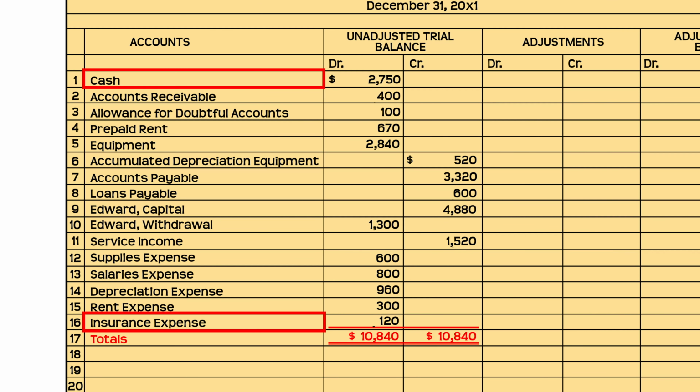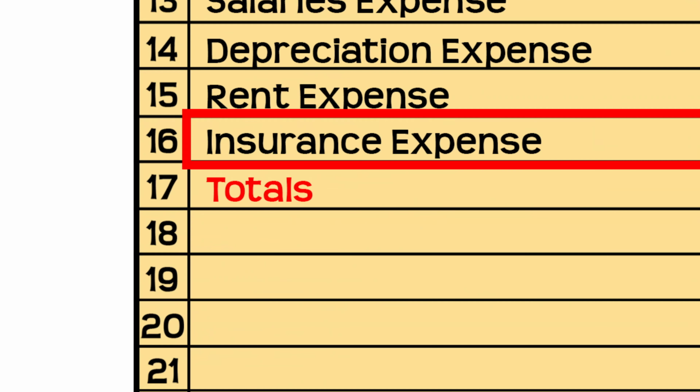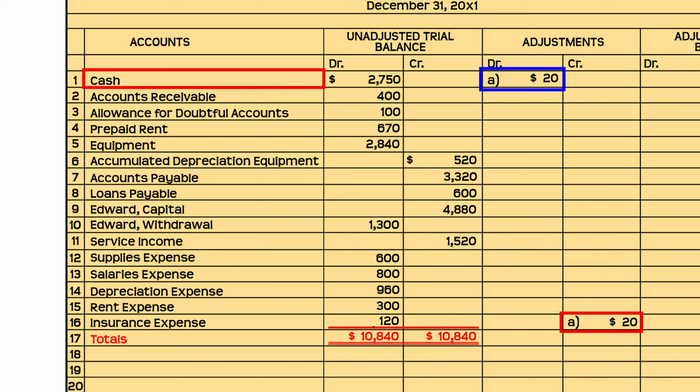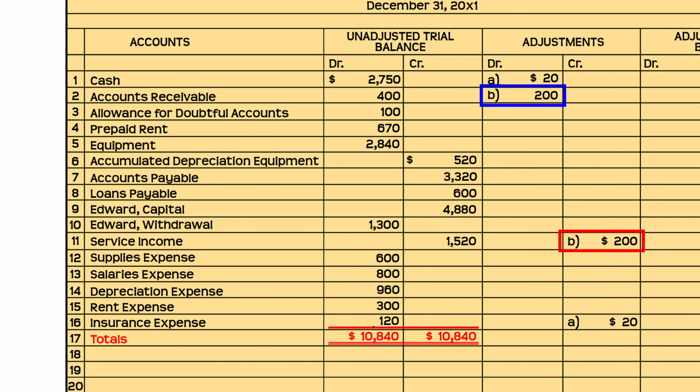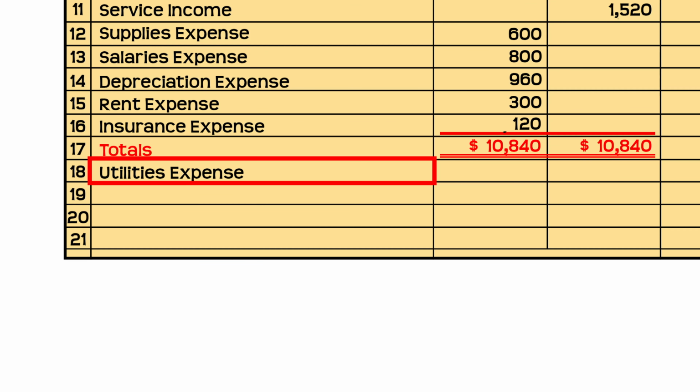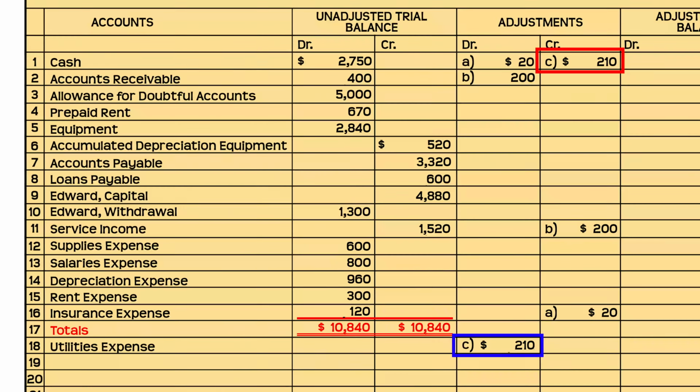On the first item, $100 was supposed to be recorded, but Edward's clinic recorded it as $120. That means cash was understated and insurance expense was overstated by $20. The adjusting entry is a debit to cash and a credit to insurance expense. For the second problem, the adjusting entry will be a debit to accounts receivable and credit service income. For the third one, we need a debit to utilities expense and a credit to cash. But wait, the utilities expense is nowhere to be found in the worksheet. What do we do? We just need to add the account in the account title column just below the totals. Then, reflect the amount of the third adjustment.